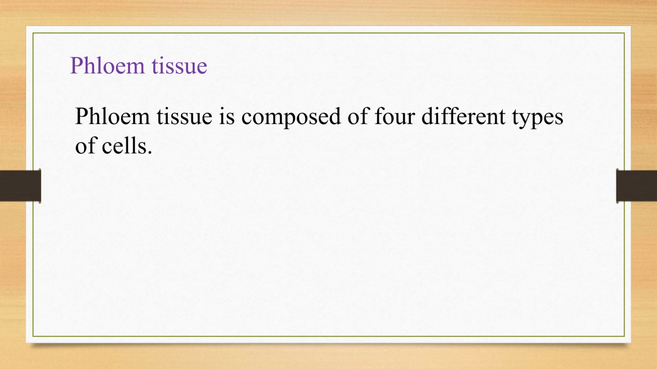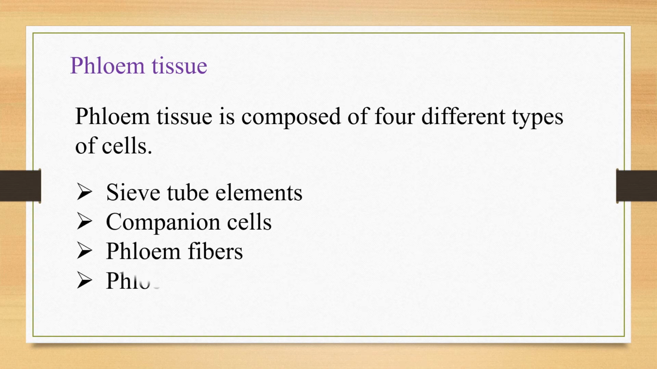Second part of the complex permanent tissue is the phloem tissue. Phloem tissue is composed of four different types of cells: sieve tube elements, companion cells, phloem fibers, phloem parenchyma.